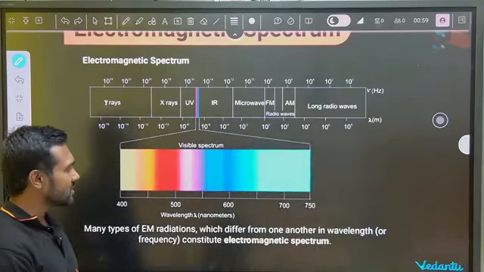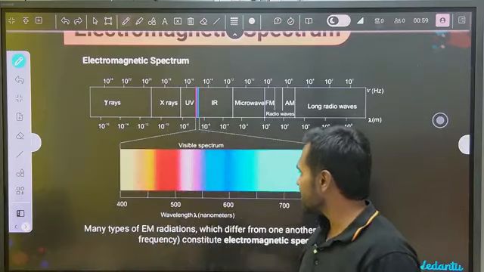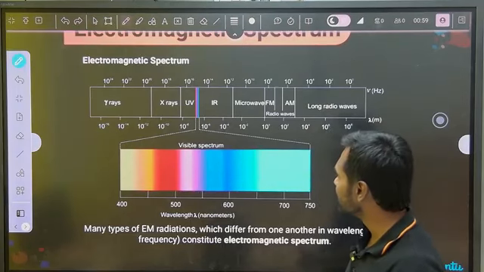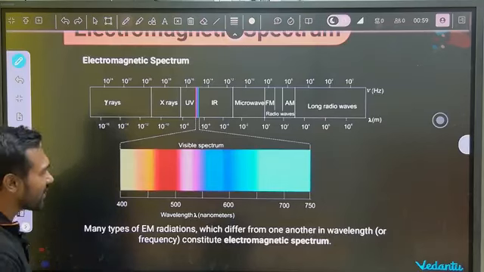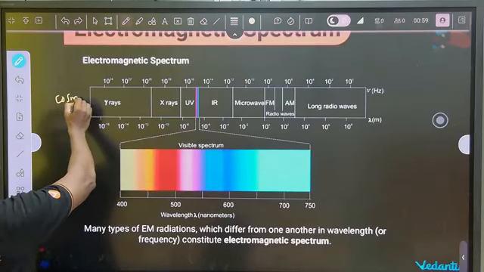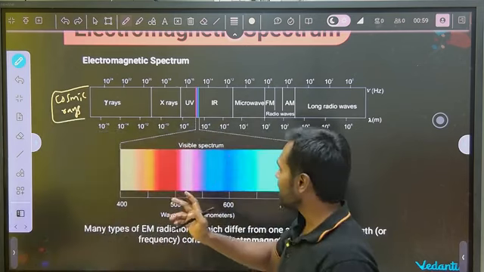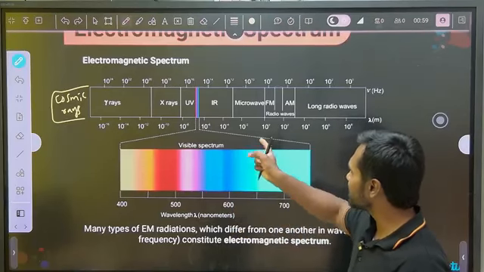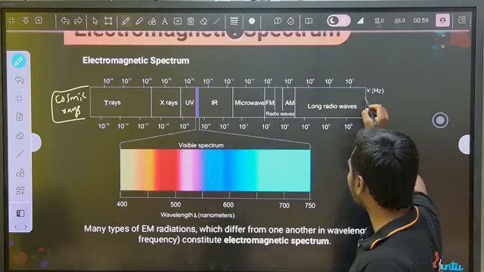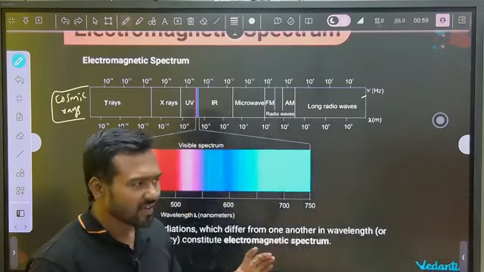So this is the electromagnetic spectrum. It starts from cosmic rays. You can see here the electromagnetic spectrum. They didn't mention the cosmic rays, but the highly energetic one, they are the cosmic rays here. The highest one is cosmic rays. So cosmic, next gamma, next X, next UV, next visible, next IR, next micro, and next radio and long radio waves.